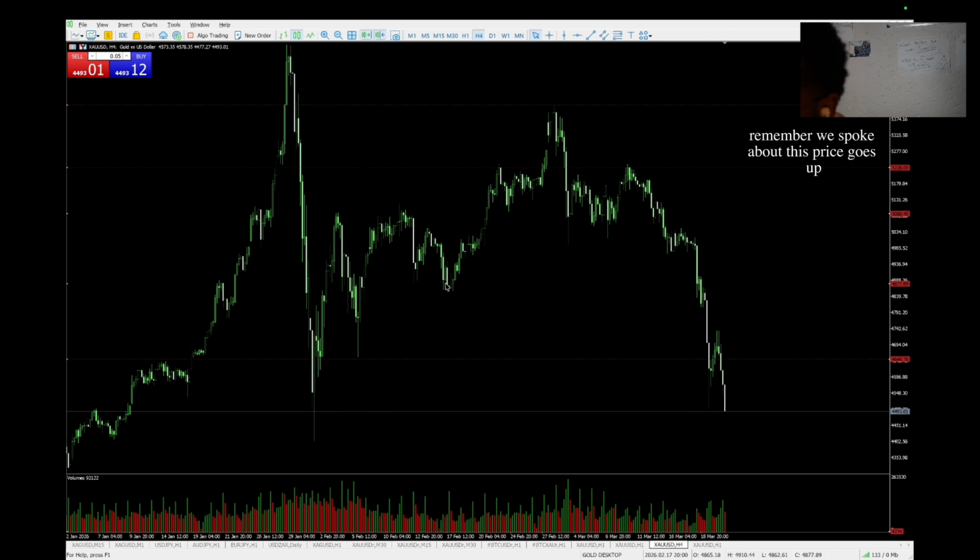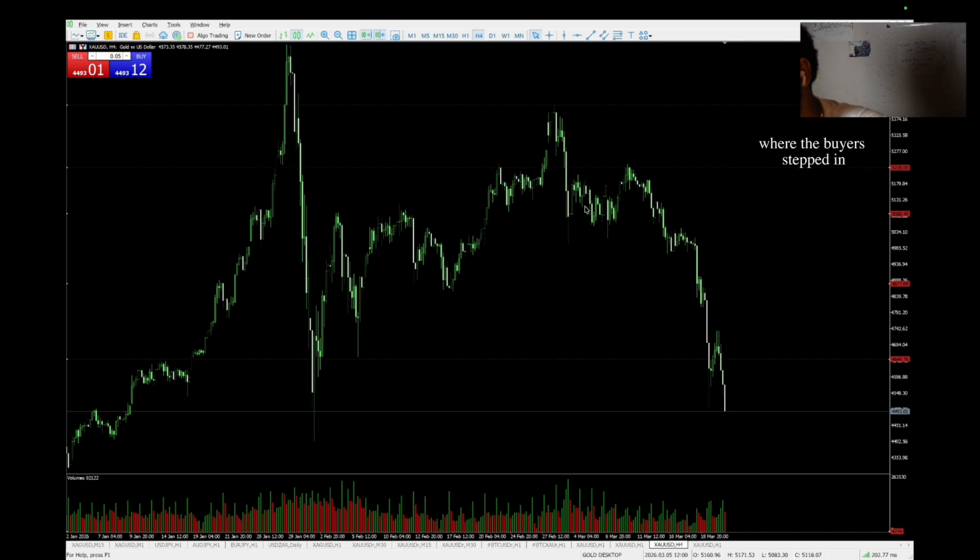Remember, we spoke about this. Price goes up, it retests this level. This is the protected high, this area right there. Price goes up, bounces off, takes that, does that insane move. Price comes down. This is the level I was talking about, where the buyer stepped in. They step in, they push price up. And again here, once price reaches this level where a previous seller was, price collapsed.